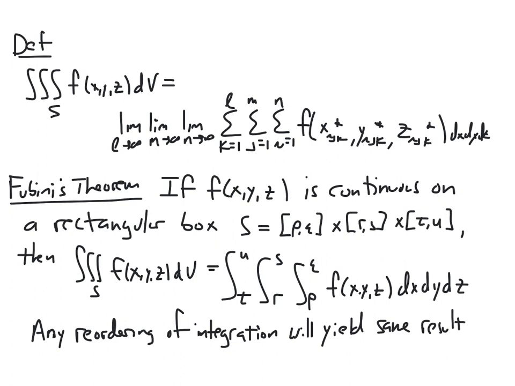Right, so in this case, I chose to integrate with respect to x first, then y, then z. Because all the limits are simply constants here, we can simply move around whichever order we want. There's actually 6 orders that we can integrate these 3 variables in. And so there's 6 different iterated integrals that we could compute, and all of them will yield the exact same value.